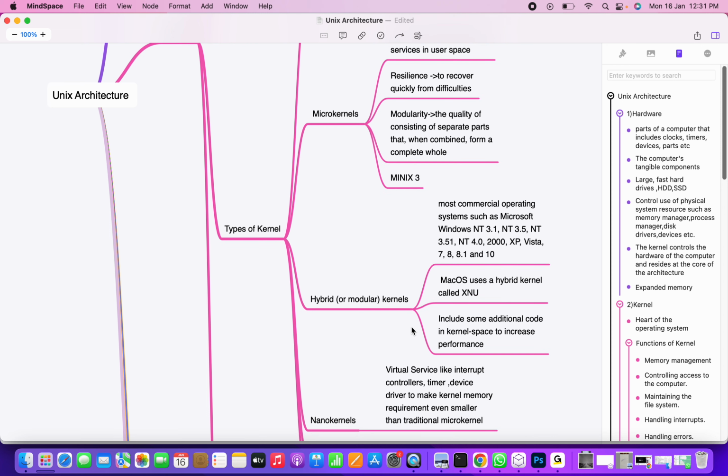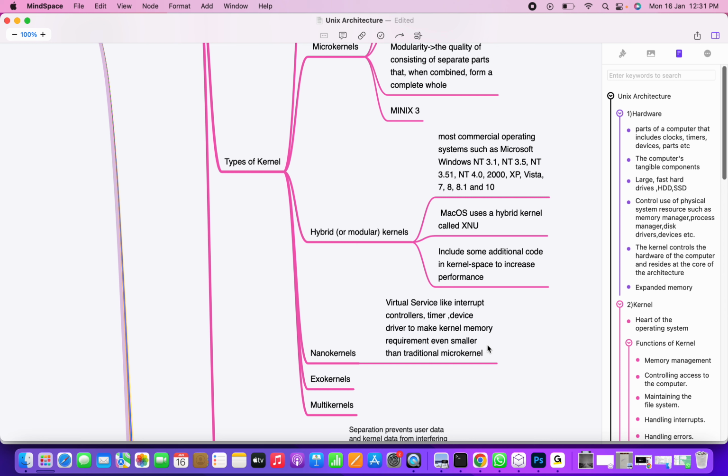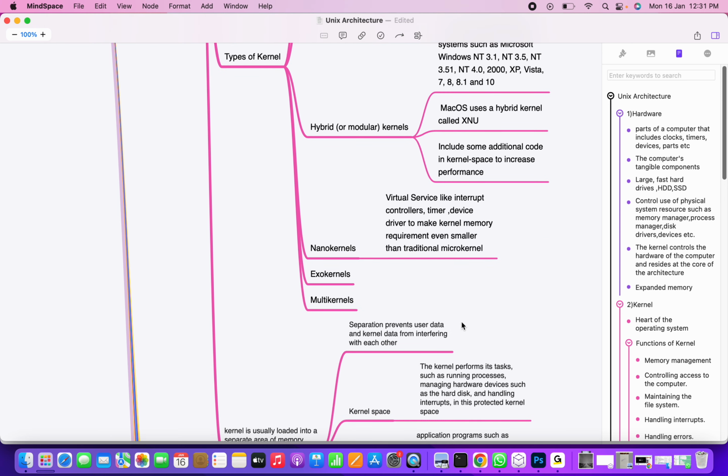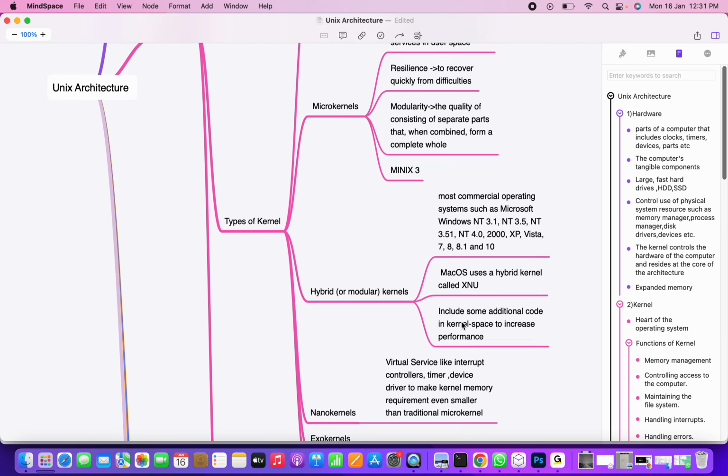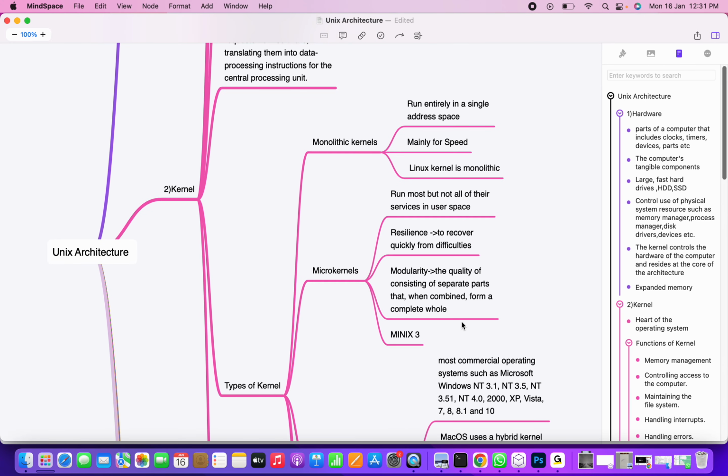Then the next one is nano kernels, which have virtual services like the interrupt controller, timer, and device drivers, to make kernel memory requirements even smaller than the traditional microkernels. Okay, so these are the types, along with exokernels and multi-kernels. We are not going deep into those particular kernels. Okay, so this is how the kernel is.